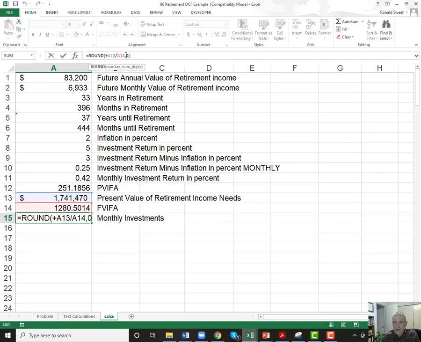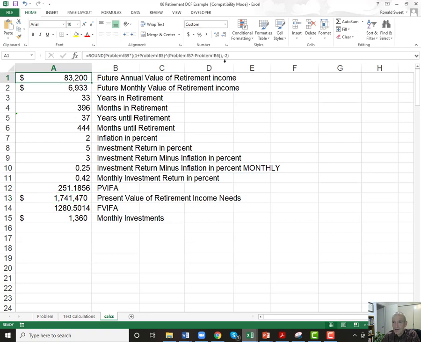The round function here, I wanted to round it to the nearest dollar. You can round it to the nearest $100. Like here, I rounded it to the nearest $100 by doing round and then comma -2. -2 means you want to go to the nearest $100. Comma 2 means you want to go out 2 decimal places. If you want to go to the nearest 1,000, you would do comma -3.